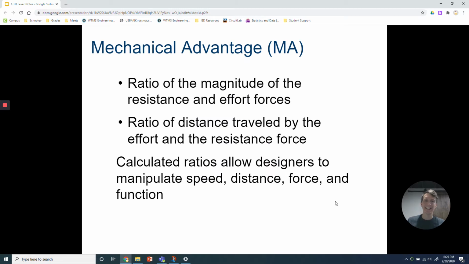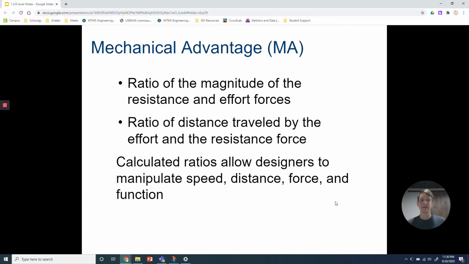So the big idea here is mechanical advantage, and this is why we love simple machines and levers, because they allow us to change the ratio of magnitude of the resistance and effort forces. What does that mean? So the magnitude is the size of a force, and the resistance force is something you're trying to move or lift, and the effort force is the force that you're putting into that. That might be the force of a motor or the muscles in your body.